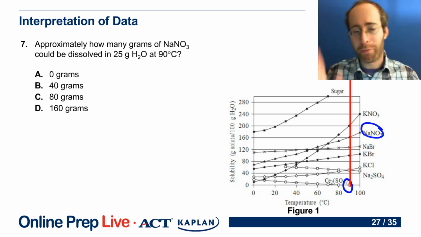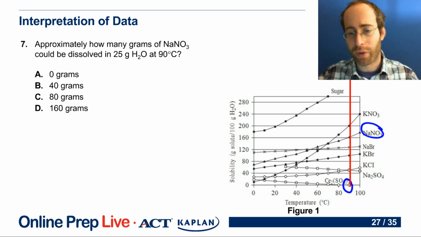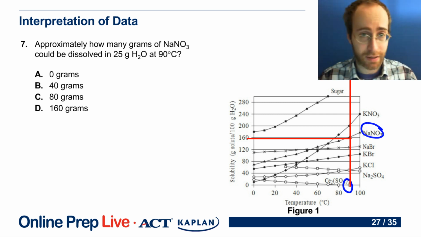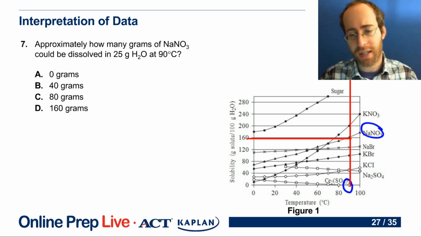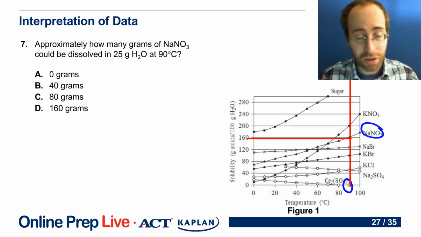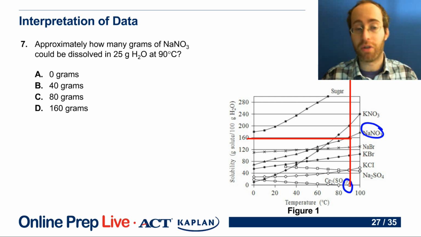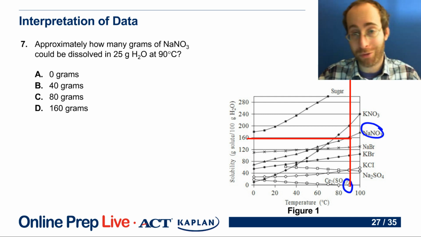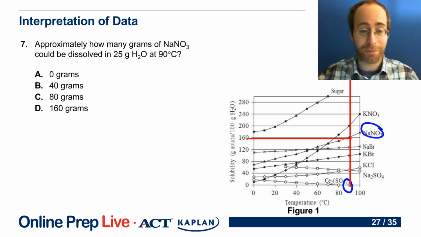Well, if I draw a line up from 90 and I hit the curve where it says NaNO3 and then I go over, I end up getting to 160. Now, this is 160 grams of solute per 100 grams of water. So we're going to do our little thing on the ACT. We're going to check to make sure our units are correct. If I say 160 grams per 100 grams of water, do I have the right units for my answer?